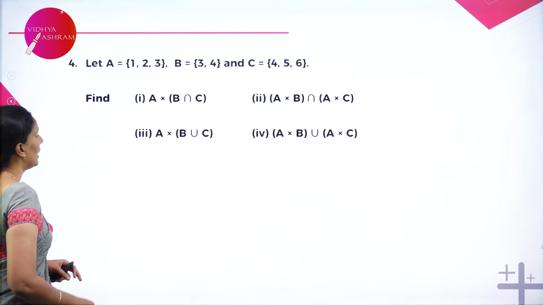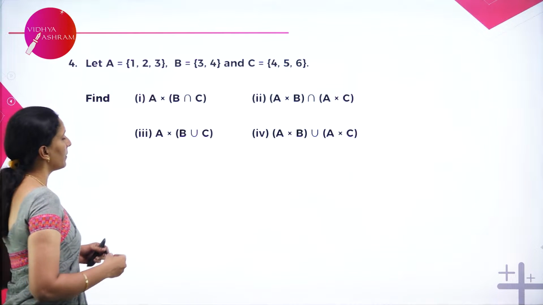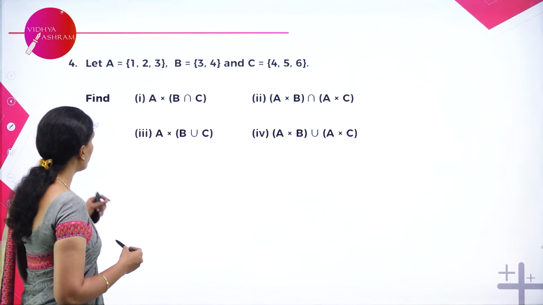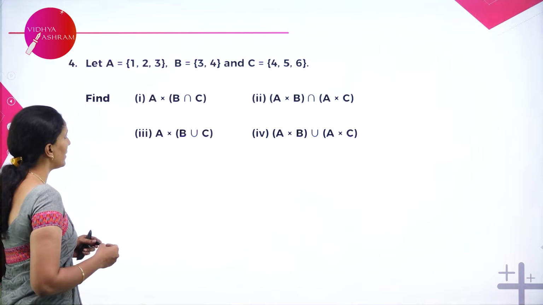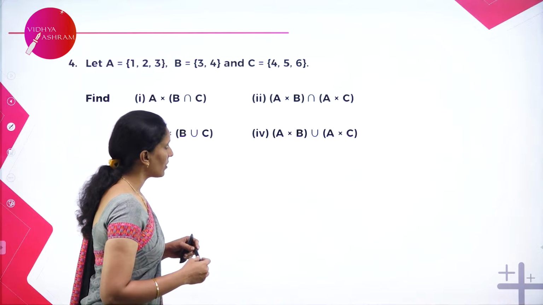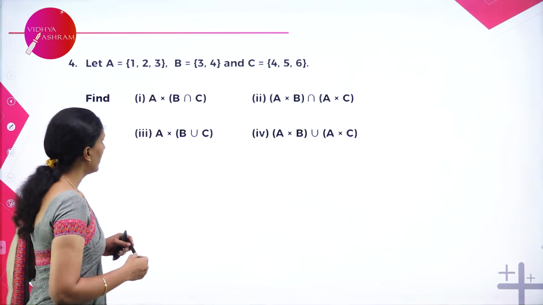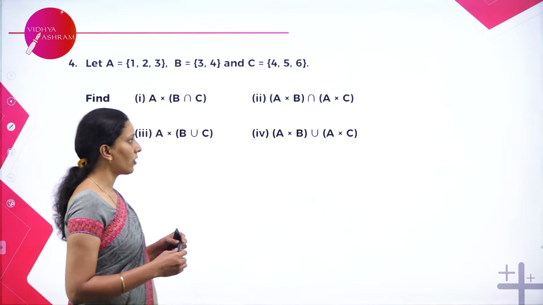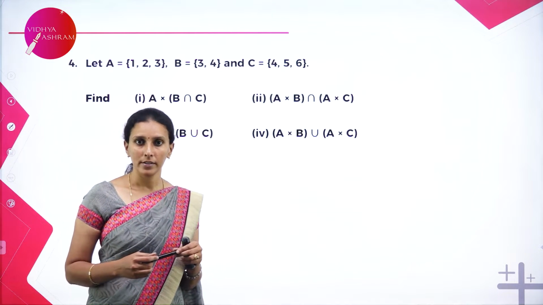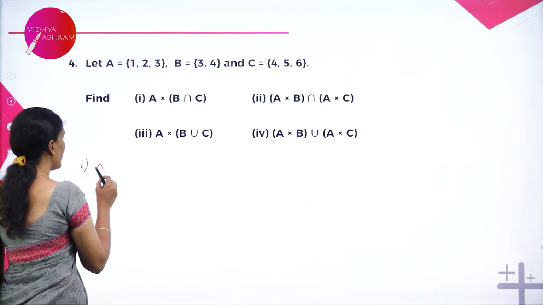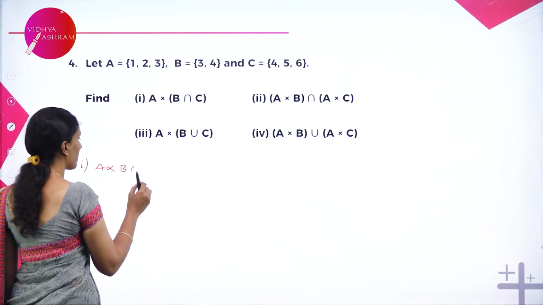Next question. Let A be equal to {1, 2, 3}, B is equal to {3, 4}, C is equal to {4, 5, 6}. We need to find out the following sets. First one, A cross (B intersection C). Second one, (A cross B) intersection (A cross C). Third one, A cross (B union C). Fourth one, (A cross B) union (A cross C). So first let us find out A cross (B intersection C).